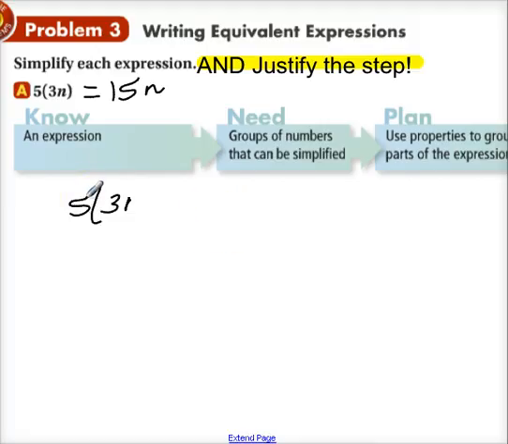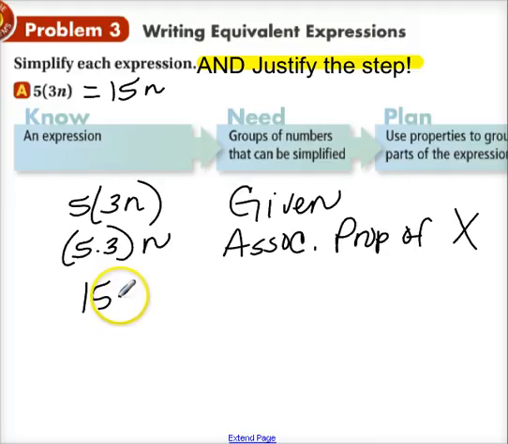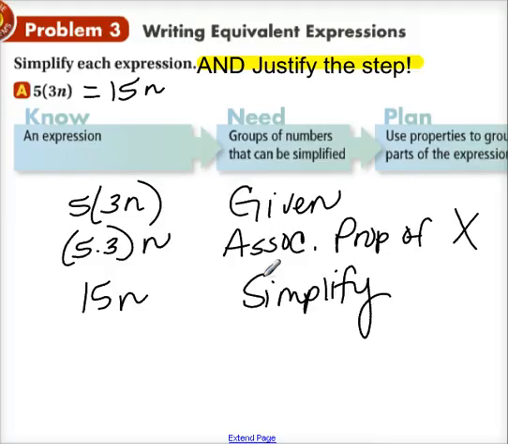So I'm going to rewrite my problem, 5 times 3n. This was given to me. Now, I know I need to multiply the 5 and the 3, but technically they're not grouped together. So I'm going to regroup the 5 and the 3 together and multiply the n on the outside. I can do this because of the associative property of multiplication. It doesn't matter how I group. Now I can do my math. 5 times 3 is 15 times n, and my reasoning for that is I just simplified. So that's how you justify that problem.